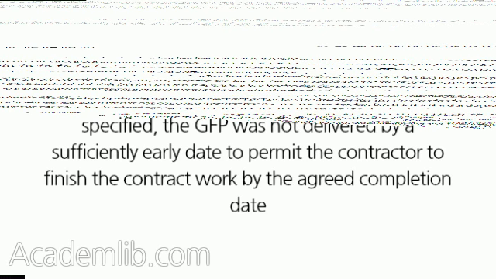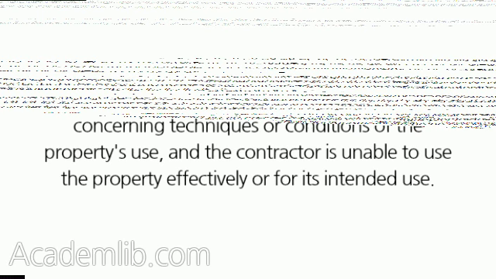GFP was not delivered to the contractor by the date agreed to in the contract, or, if no date was specified, the GFP was not delivered by a sufficiently early date to permit the contractor to finish the contract work by the agreed completion date. GFP was not delivered in a condition suitable for the intended use of the property, for example, poor copies of documents, illegible data. GFP was delivered without crucial information concerning techniques or conditions of the property's use, and the contractor is unable to use the property effectively or for its intended use.